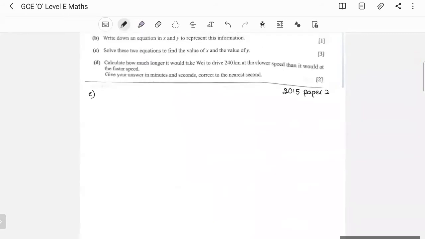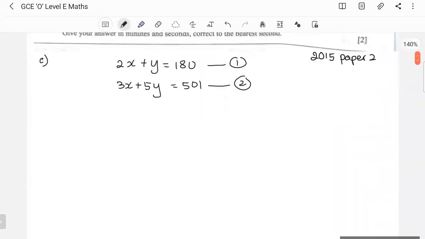So our first equation is 2x plus y equals 180. Let this be equation 1. Then we have 3x plus 5y equals 501. Let this be equation 2. We'll use equation 1 to rearrange because it's simple, y here. So we have y equals 180 minus 2x. This is my third equation.